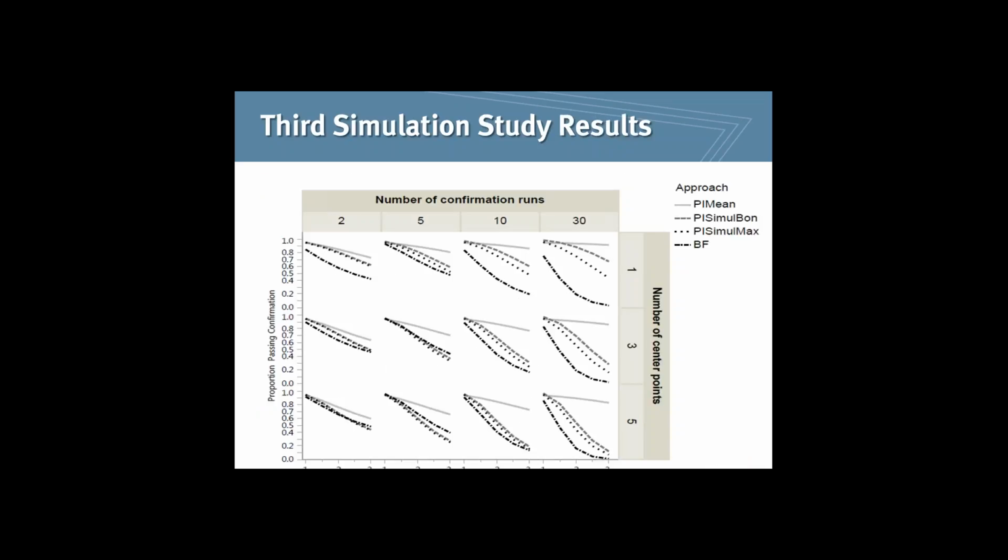And so this is the simulation study results here, and you'll see that the bottom line is the Brown-Forsythe test, the test of equal variances. That is the best way to detect changes in variability, which isn't too much of a surprise compared to an interval method. But nonetheless, as your number of confirmation runs increases, the simultaneous prediction intervals actually can do quite well in detecting changes in variability once you increase the number of confirmation runs up to that 5, 10 plus range.